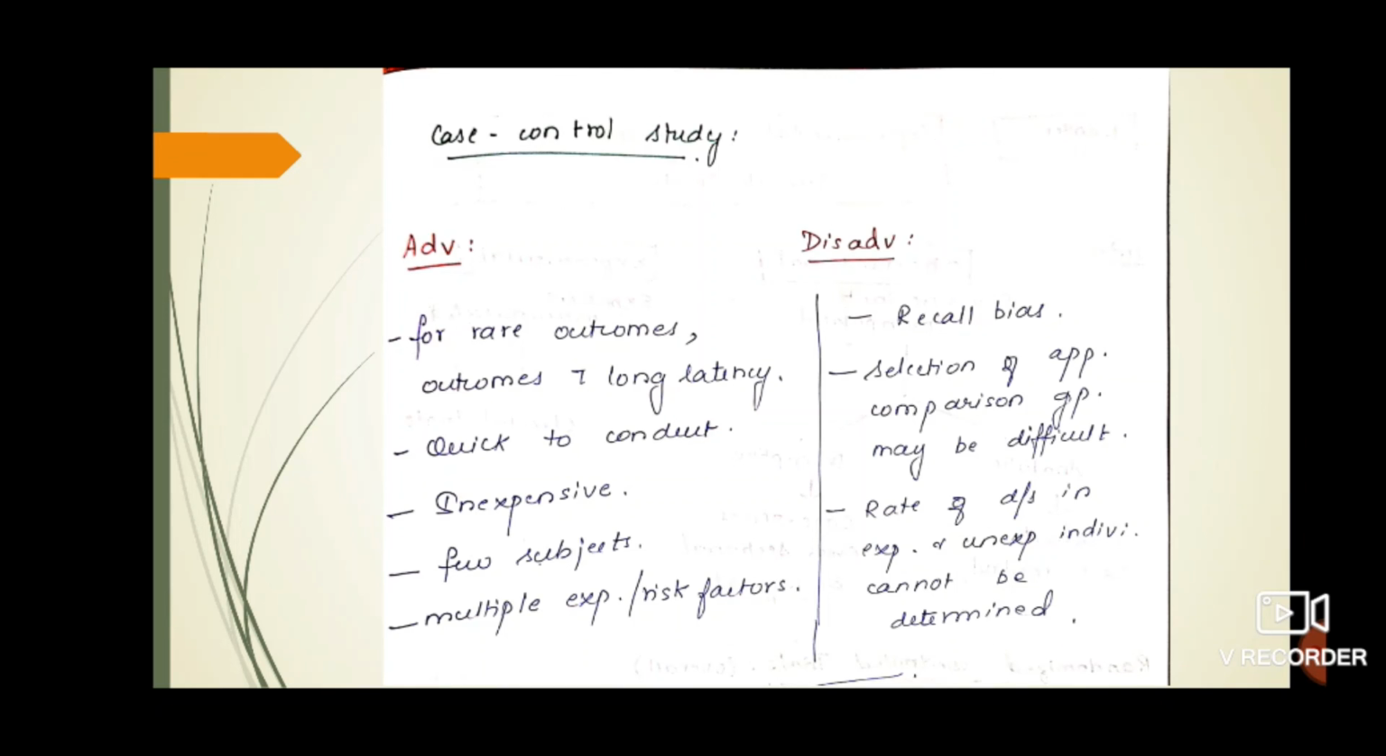Similarly, like the relative risk, for the odds ratio we have to see whether it is equal to 1, more than 1, or less than 1, and the same inference as for the relative risk will apply for the odds ratio. Some of the advantages of case control studies are that they are used for rare outcomes and for outcomes with long latency, they are quick to conduct and inexpensive, few subjects are enough, and multiple exposures or risk factors can be studied. Disadvantages are that it leads to recall bias, selection of appropriate comparison groups may be difficult, and the rate of disease in exposed and unexposed individuals cannot be determined properly.